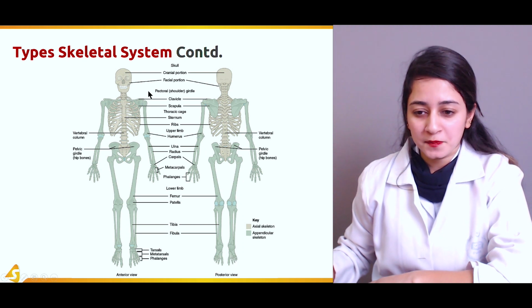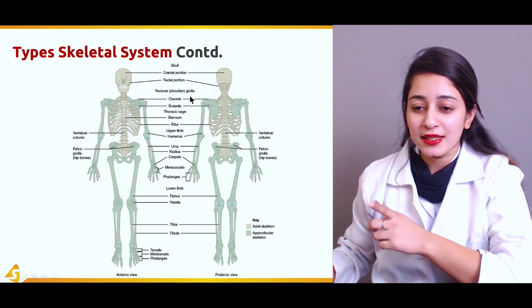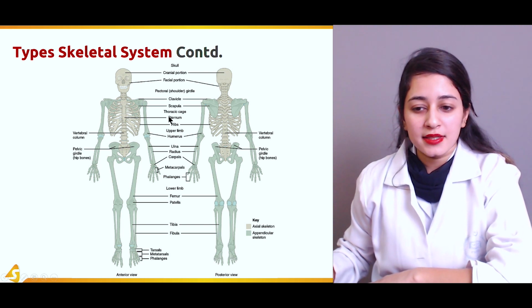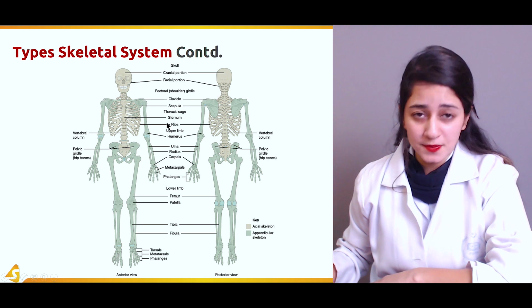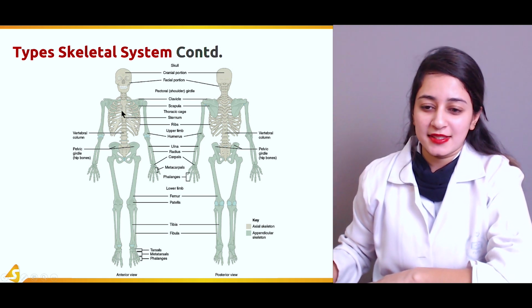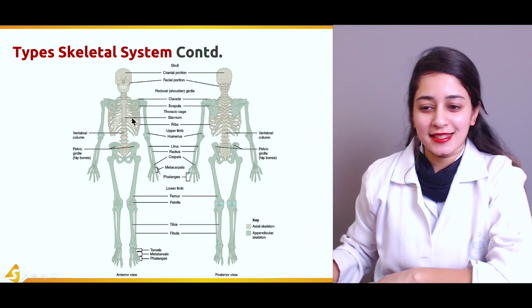Then we have the pectoral girdles. They are included in the appendicular skeleton. This clavicle, scapula, thoracic cage, ribs. Ribs are included in the appendicular skeleton. No, it's included in the axial skeleton.